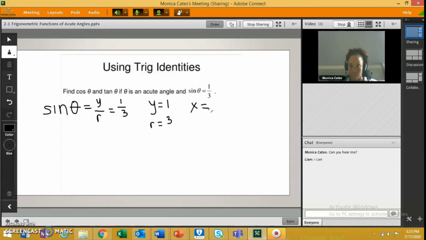3 squared minus 1 squared. That would give me 8, but it doesn't go into a perfect square. That's fine. We're just going to say the square root of 8. And if we wanted to reduce this, do you know how to reduce this?